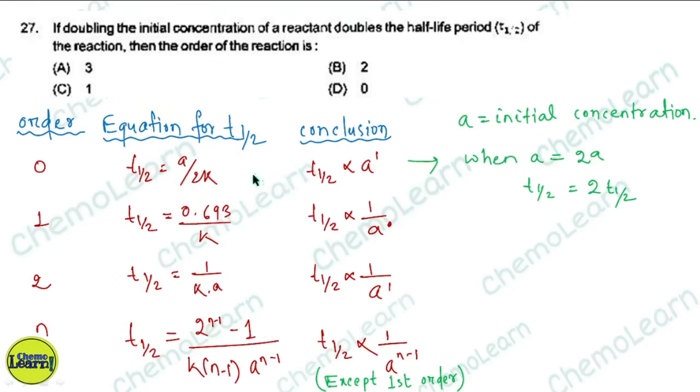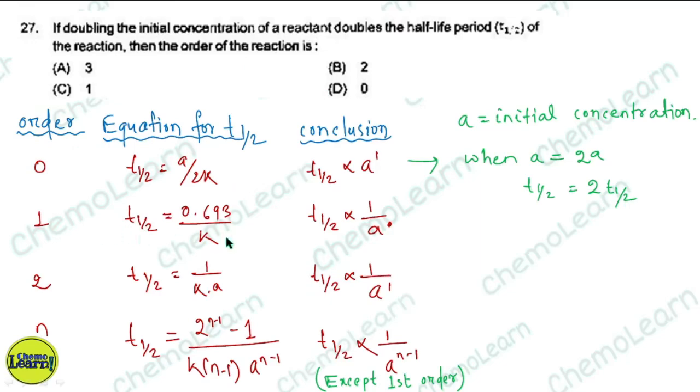Okay, and we can conclude that T half is directly proportional to A to the power of 1. So you can say that when A becomes 2A, A is the initial concentration. The question is asking about when A is 2A. We are doubling the initial concentration, so obviously T half will be 2 T half. So the right option will be D, that is zero order reaction.